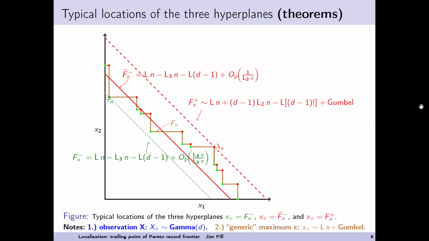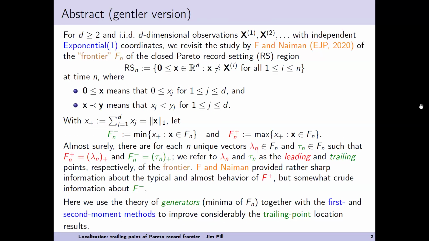Okay, so let me maybe go back to the start again. I'm not going to read through all of this. I've explained much of it just now in pictures, but I do want to say that Dan Naiman and I wrote a paper in Electronic Journal of Probability in 2000 in which we discussed the frontier, and in particular these processes F plus and F minus. As I mentioned, F plus is classical, and it's easy to give rather sharp information about it. We did the best we could at the time with F minus. It was only later that we realized that by using the theory of these generators, together with the first and second moment methods, we could actually improve on the trailing point results.